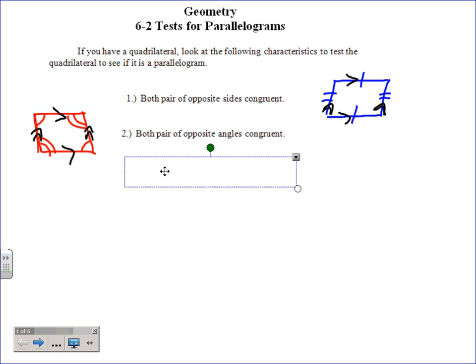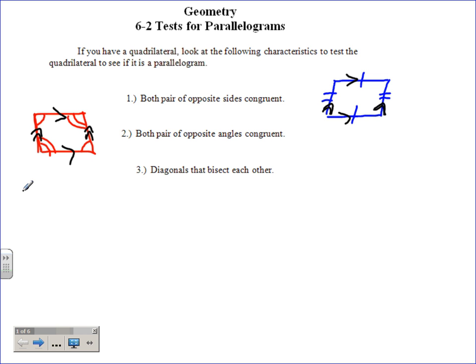So how about this one? Ooh, diagonals that bisect each other. Now, in all of these so far, is it possible we have more than a parallelogram? Like perhaps, is it possible we have a rectangle or a rhombus or a square? Are all those still possible? Yes, but they're not guaranteed. Parallelogram is guaranteed here.